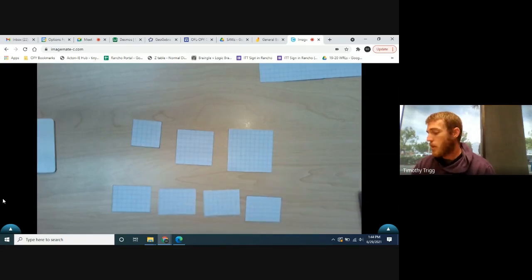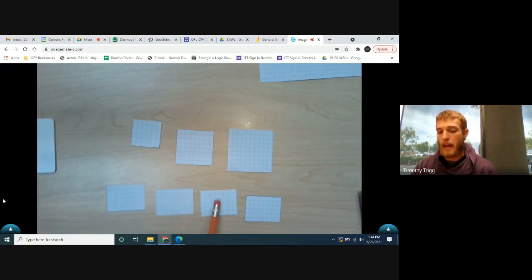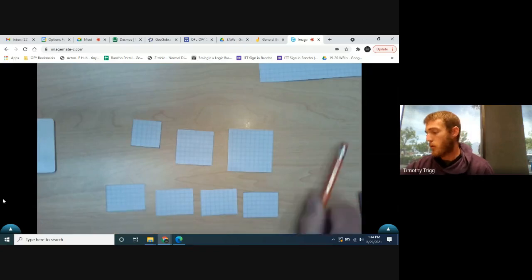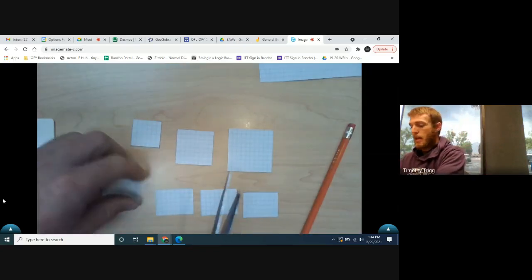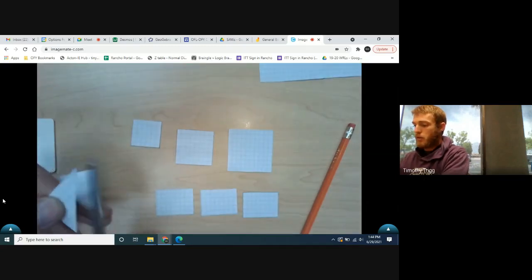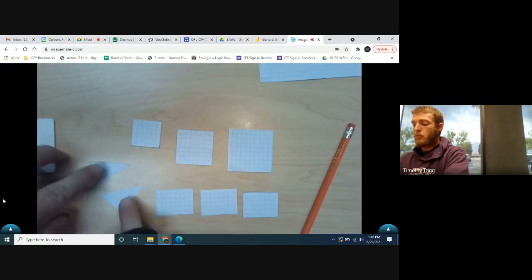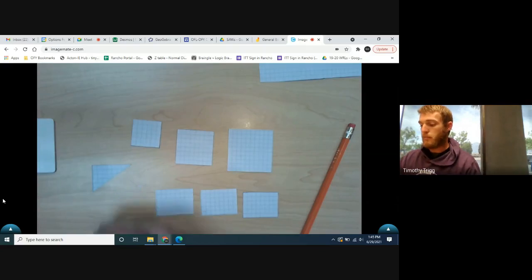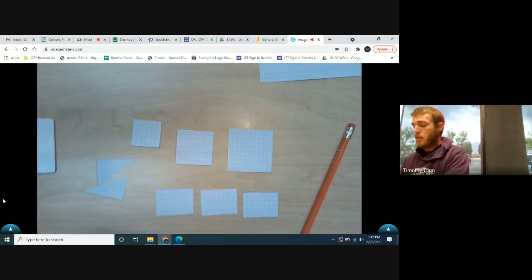Now, once you've done that, each of these rectangles we're going to cut in half, diagonally. I'm going to go ahead and do that here, and you can do the same. Cut them corner to corner, just like that. When you cut it, you should have 2 congruent right triangles, just like that. We're going to do that with all 4 of these rectangles, cut corner to corner, diagonally.